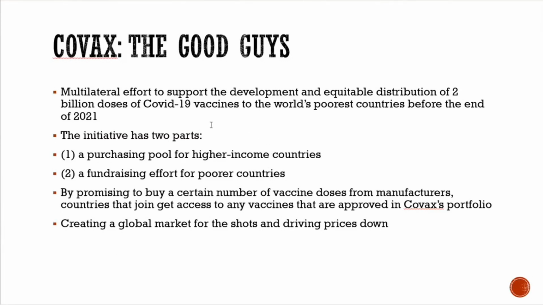There's a multilateral effort to support development and equitable distribution of 2 billion doses of COVID-19 vaccines to the world's poorest countries before the end of 2021. This is called COVAX. This initiative has two parts: one is a purchasing pool for higher income countries, and number two is a fundraising effort for poorer countries. By promising to buy a certain number of vaccine doses from manufacturers, the countries that join will get access to any vaccines approved in COVAX's portfolio. This will create a global market for the shots in an attempt to drive prices down, right?